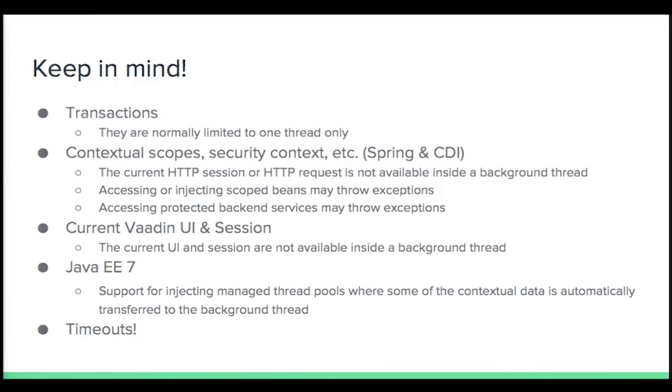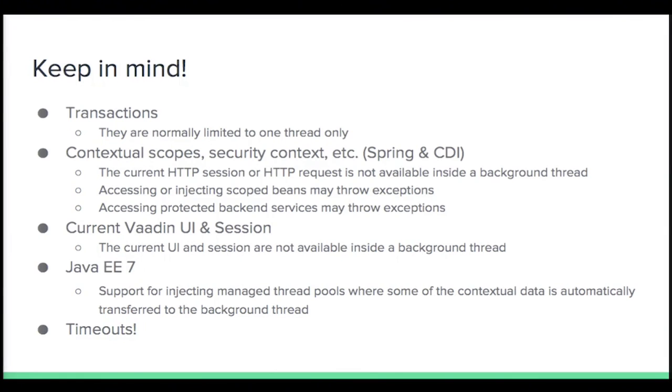Then we've got these contextual scopes. For example, in Spring, you might have different security contexts. You have the current user, current HTTP session, current HTTP request. These aren't necessarily always moved. They aren't necessarily available in your background threads, especially if you're setting up the threads yourself. So if you're doing, like I did in this example, I'm using a Java executor service, then all the contextual data will be lost. I would have to manually transfer that into my new thread.